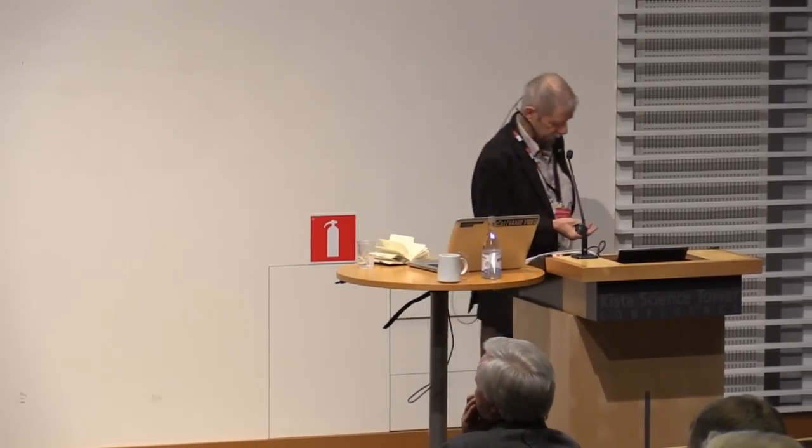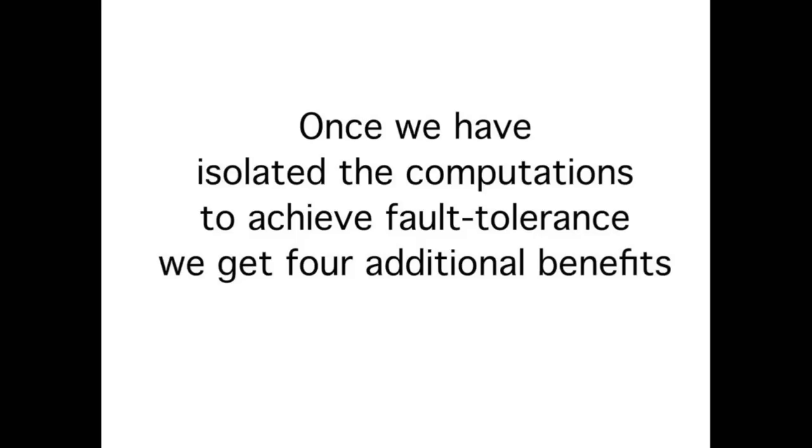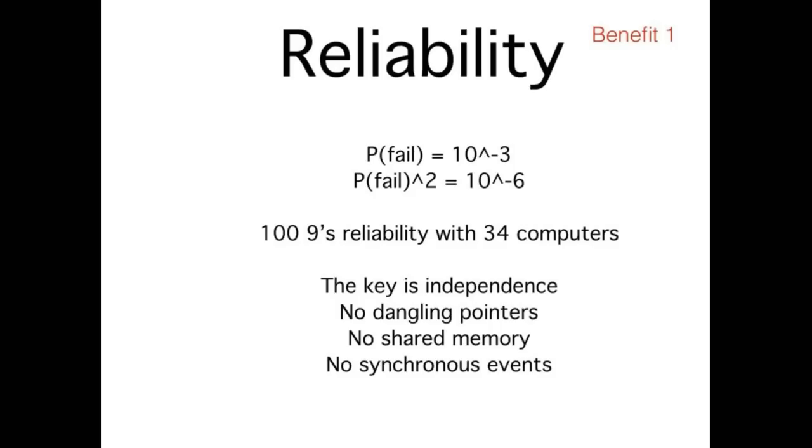So once we've isolated the computations, put them on separate cores on separate physical computers, we get 4 additional benefits. The first benefit is reliability, because if the probability of failure in a given time for one computer is 10 to the minus 3, then if you have 2, the probability they both fail in the same time interval is 10 to the minus 6. So if you want 100 nines reliability, you just get 34 computers and get them all to do it in parallel.